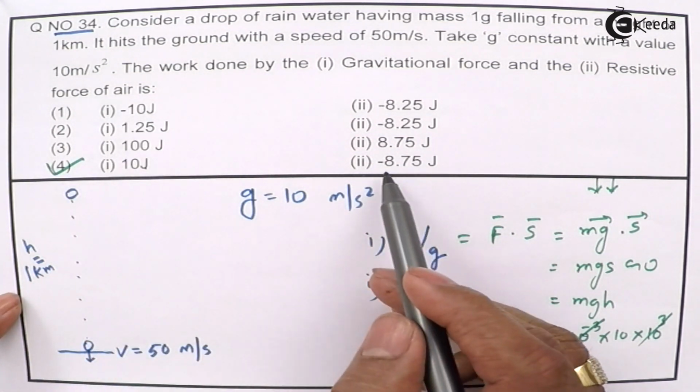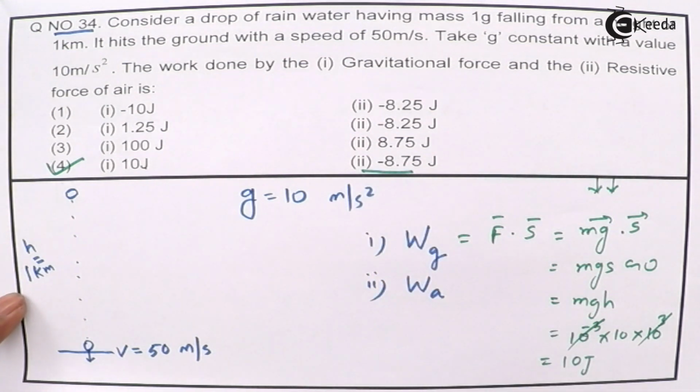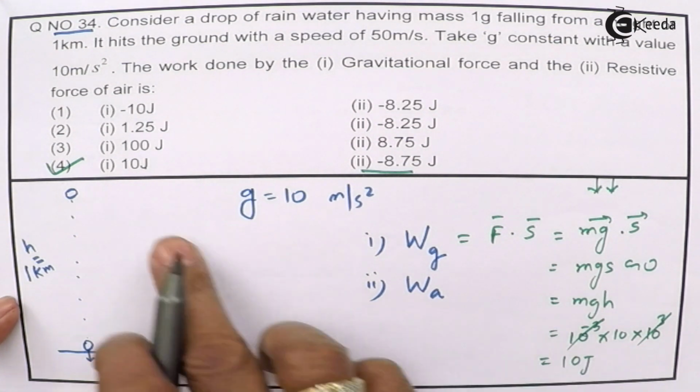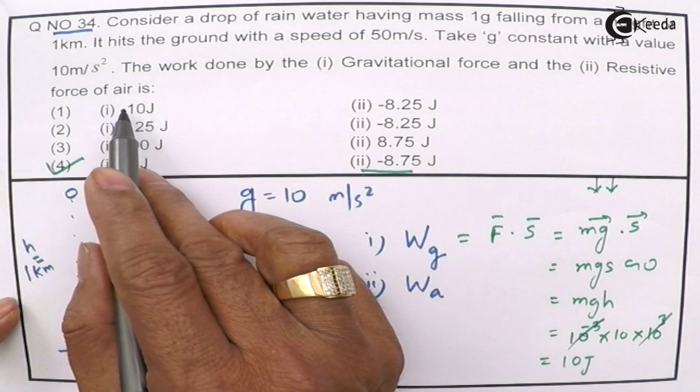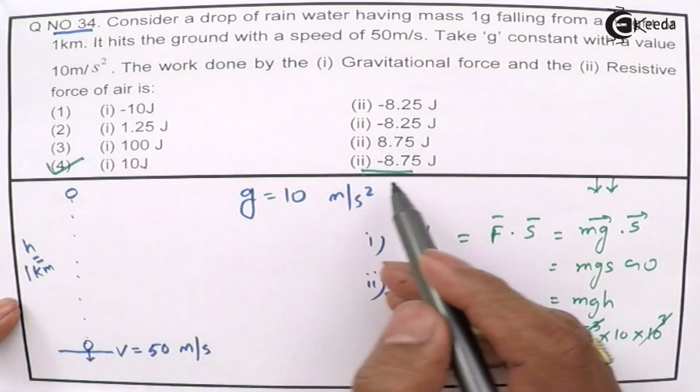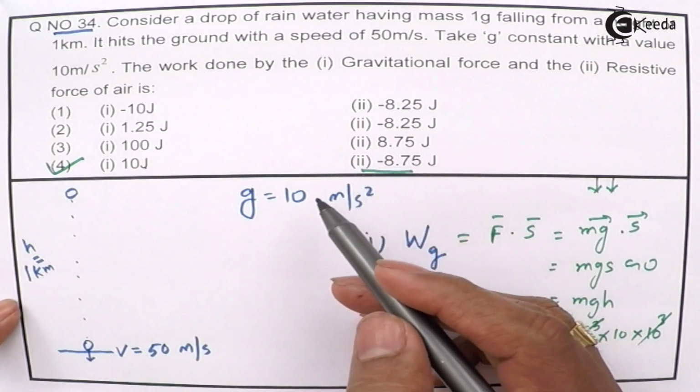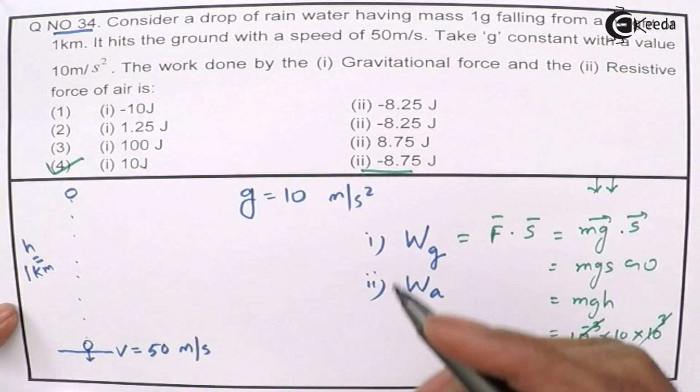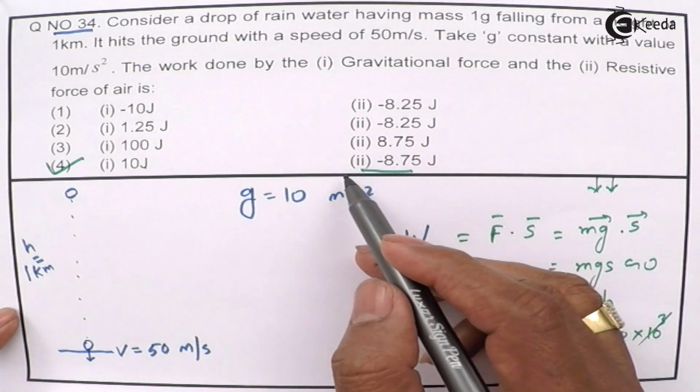But still, we'll find this value, the work done by air resistance. In your exam, if you get questions like this, then you tick this one. Don't go further, because there are no other options. So you don't have to find this in your exam. But here we will also find the work done due to air resistance.